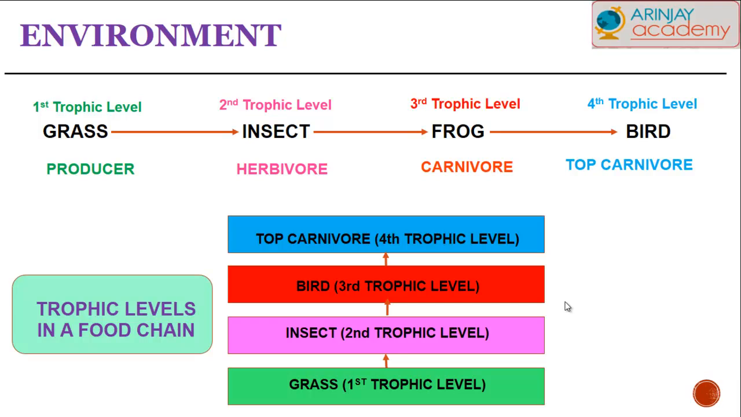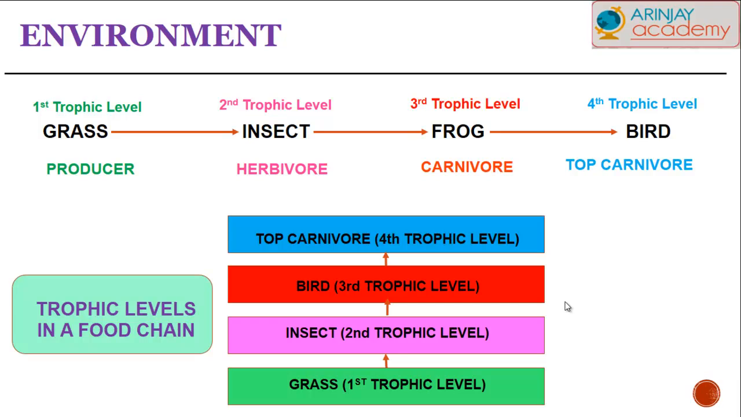Further breaking it down, the first trophic level is the producer, in our case, grass. Second trophic level is a herbivore, which is the insect. The third trophic level is the carnivore, in this case, a frog. And the top carnivore at the fourth trophic level is the bird.